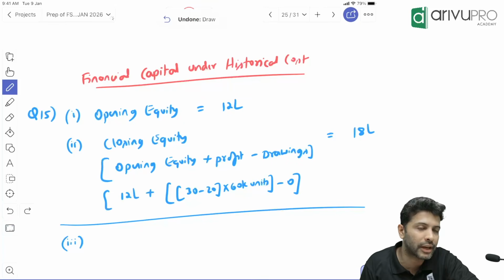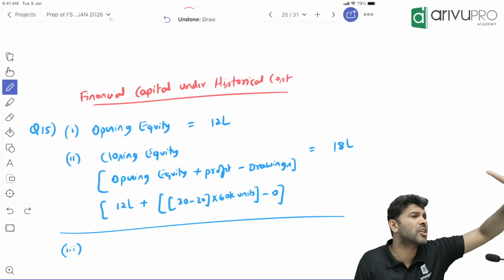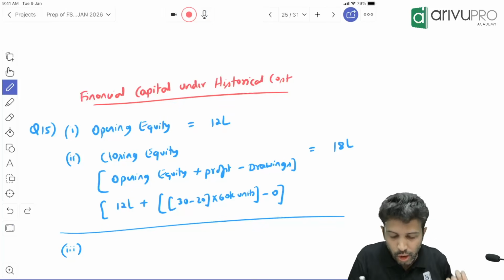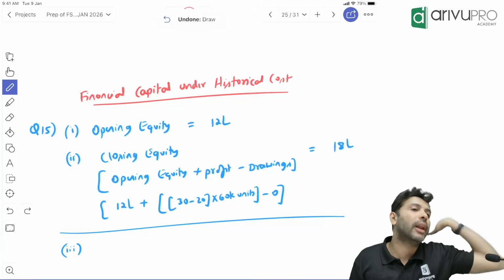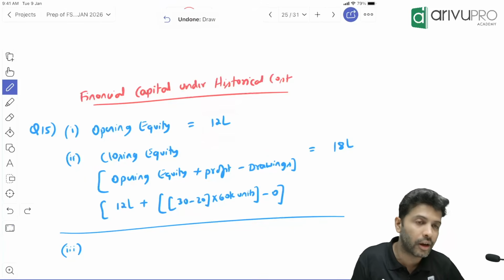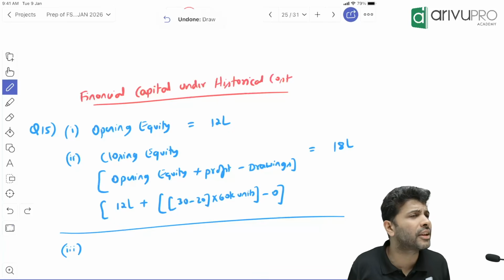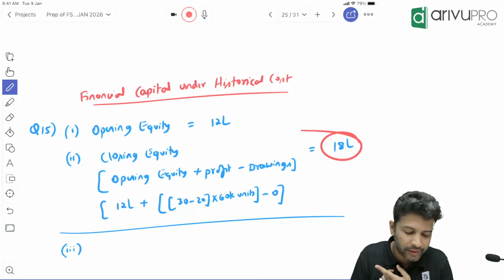Next one, maybe if you want, we can do it together. What historical cost method says is, we know historical cost means what? Original cost. Originally, how much was your capital? 12 lakh. So every year you maintain 12 lakh. That's what historical cost says. You started your business with how much capital? 12 lakh. So maintain closing equity also how much? 12 lakh. But is your closing equity 12 lakh or 18 lakh?